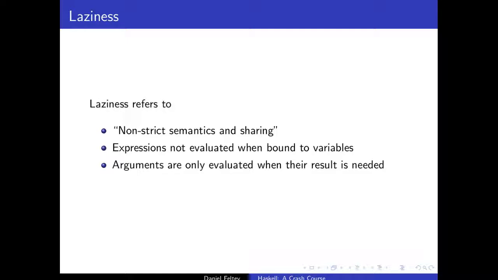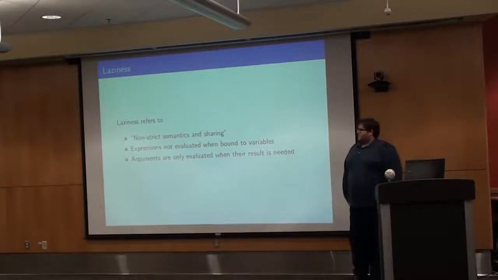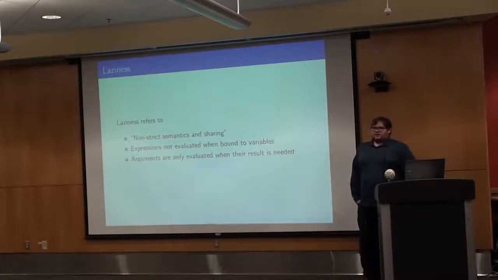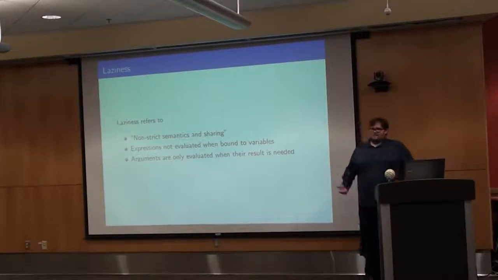Laziness. Laziness refers to a non-strict semantics and sharing. So expressions aren't evaluated right away. They're only evaluated when you actually need the value of that expression. And Haskell uses, or at least I think it uses in the background, a graph structure that tries to optimize where such an expression is used and gives that to all the places that it's needed.